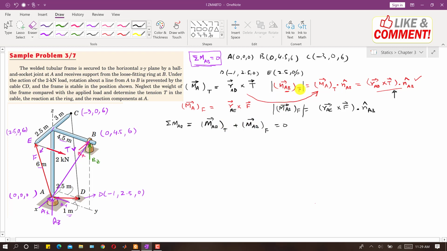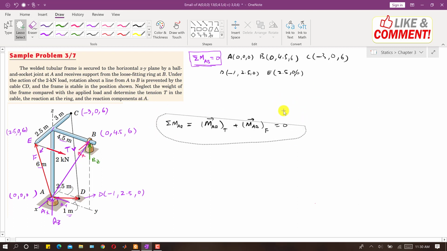So now in these equations, we can see that we need to find this T vector, and we need to find this AB unit vector. Similarly, we need to find this RAE vector, this force vector, and this unit vector. So first I will find the RAD vector, right? So if you want to find RAD, now I can remove this.